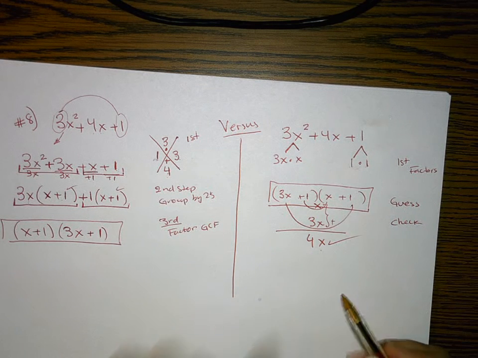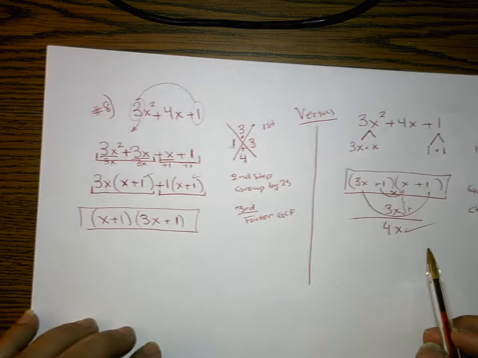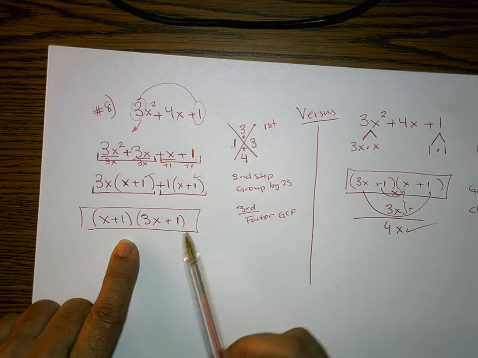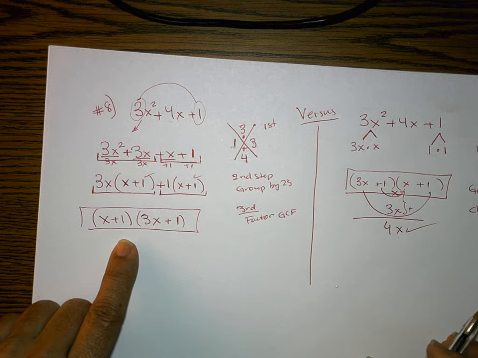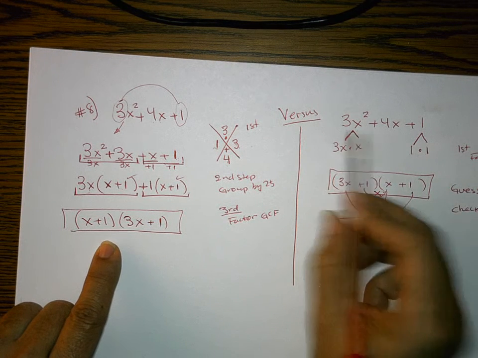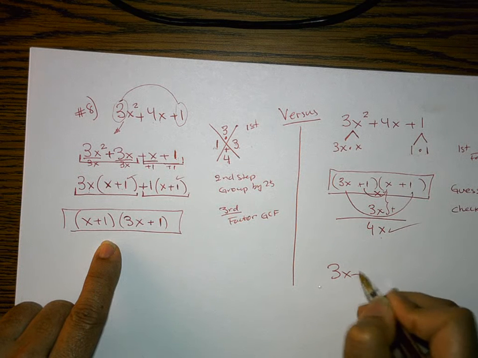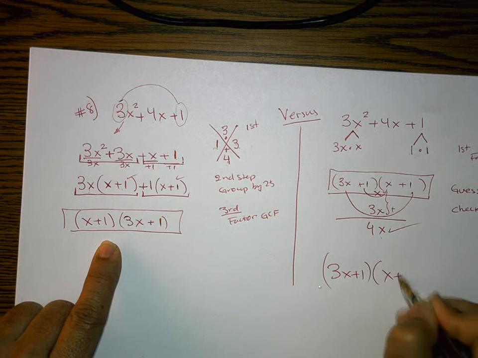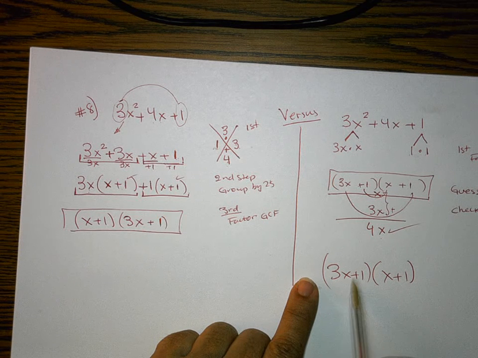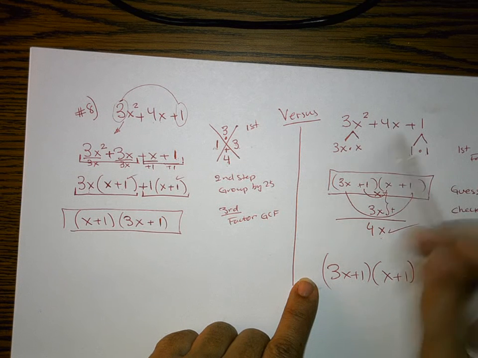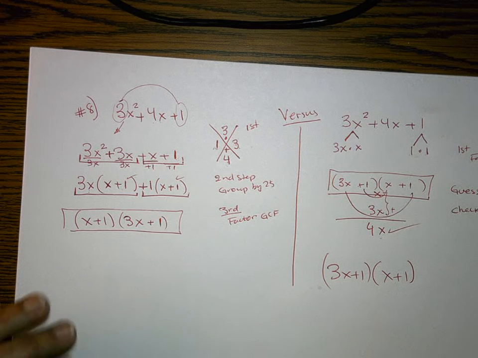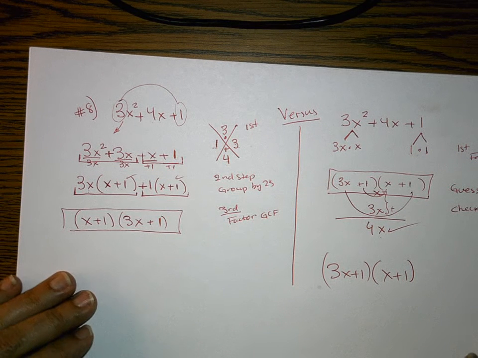3x plus 1 times x plus 1. Exactly the same thing we got from here, but we had to work a lot harder to get the right answer. Okay? And that's problem number 8. So the factors of 3x squared plus 4x plus 1 are 3x plus 1 times x plus 1. If I were to FOIL this together, multiplying all the terms together, I would end up getting my original problem. So that is how you do your guess and check versus x factor.